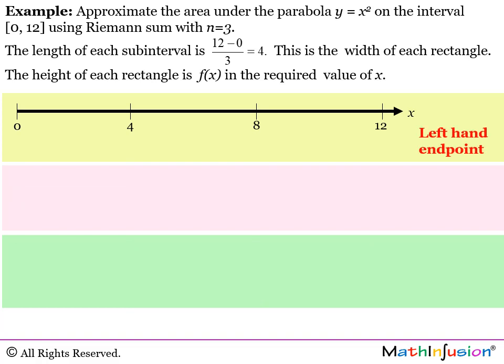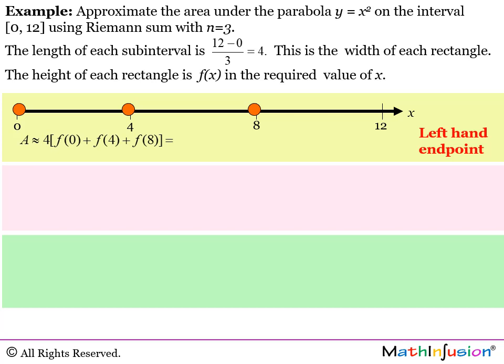First time, we are going to use the left-hand endpoint. In the first segment, it is 0. In the second, it is 4. And in the third, it is 8. Now, we can sum up the area of the 3 rectangles.